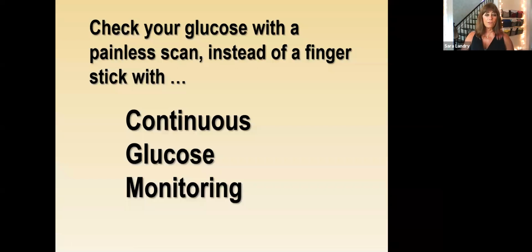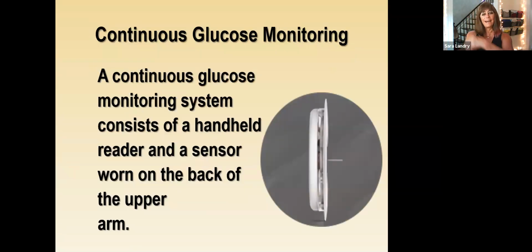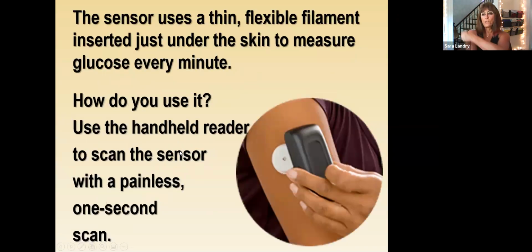Now if you don't really want to have to prick your finger, there are many new devices. They're called continuous glucose monitoring. They have a little sensor that you put on your upper arm. It sticks a little needle into the muscle in your arm. And what you do is you scan the little sensor with either a smartphone or a reader, and it will read what your blood sugar is. So it's painless, and you don't have to go around sticking your finger with blood.